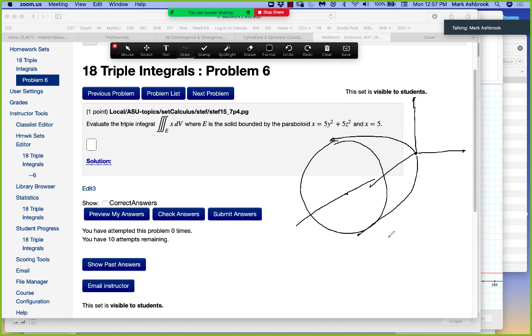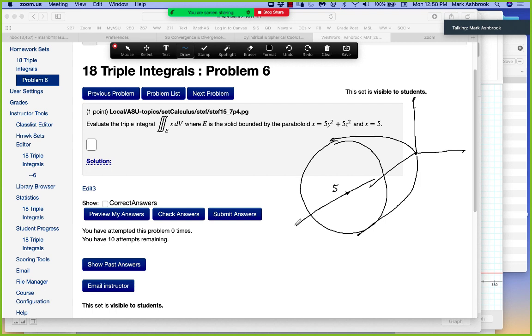the vertical plane 5 units in front of the screen, and so that could be where I drew this circle, say. And then we're looking at the solid, right? This is the solid bounded by the paraboloid and x equals 5, and so they want us to evaluate this triple integral, and they don't tell us what order to use. We can use any order we want, so we want to choose strategically.